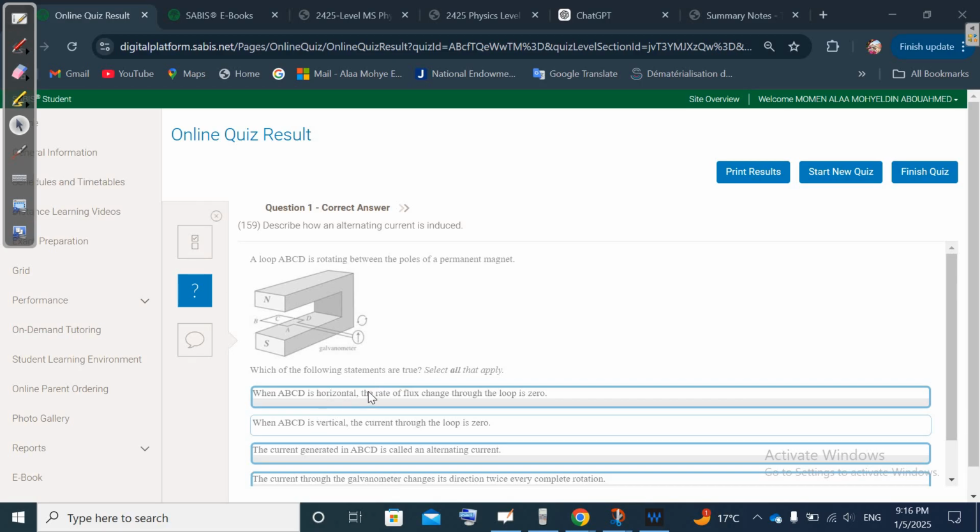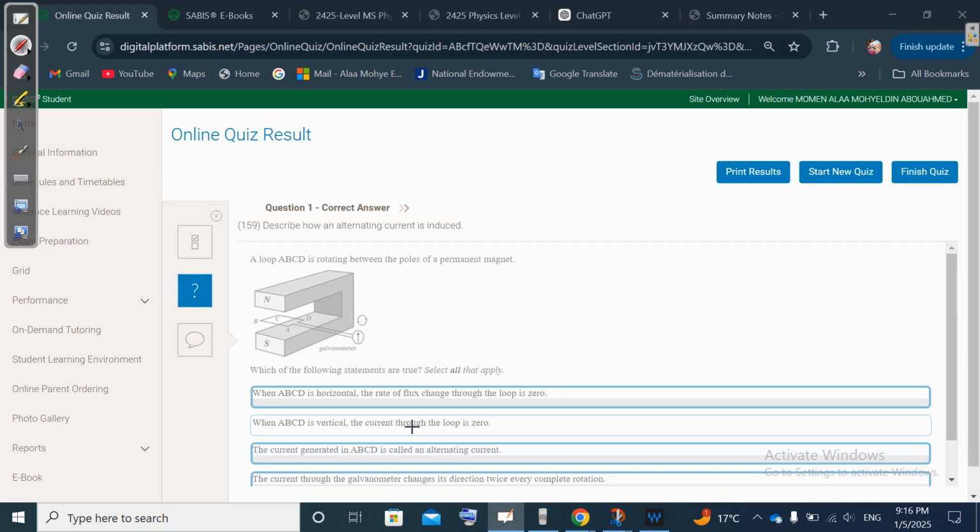When ABCD is horizontal, the rate of the flux change through the loop is zero. This is because, as you can see here, it's horizontal like this. So it still didn't change. So the rate is zero, not the flux itself. The flux itself is a max, but the rate of the flux change is zero because it did not move.